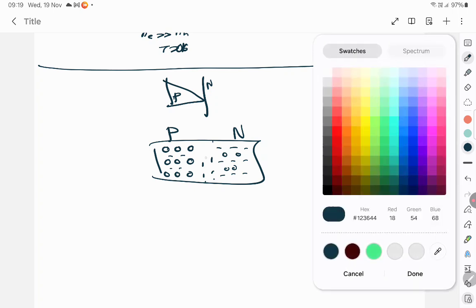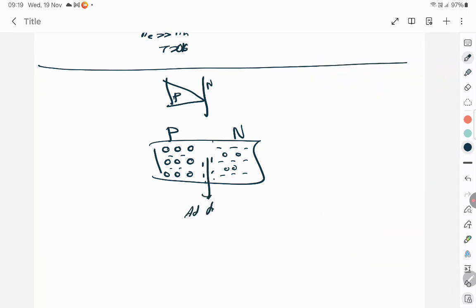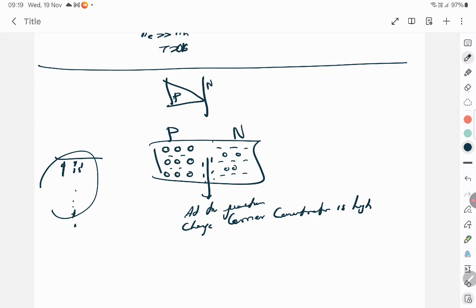The first thing to note is that at the junction, the charge carrier concentration is very high. What is the meaning of high concentration? Suppose you're standing at a traffic signal: the cars and bikes are very close to each other, and as you go away from the signal there is more distance. So at the junction, the carrier concentration is always very, very high.